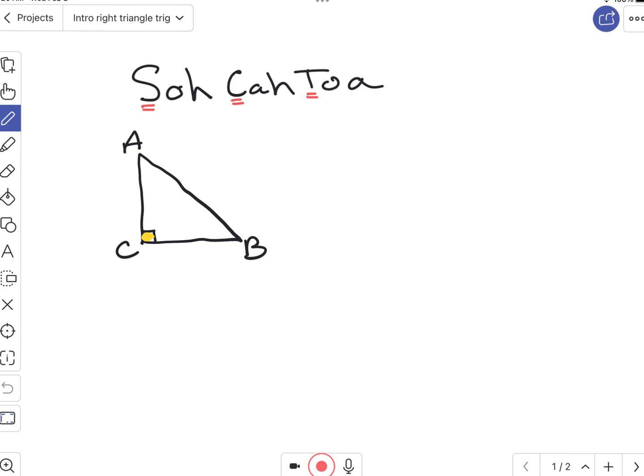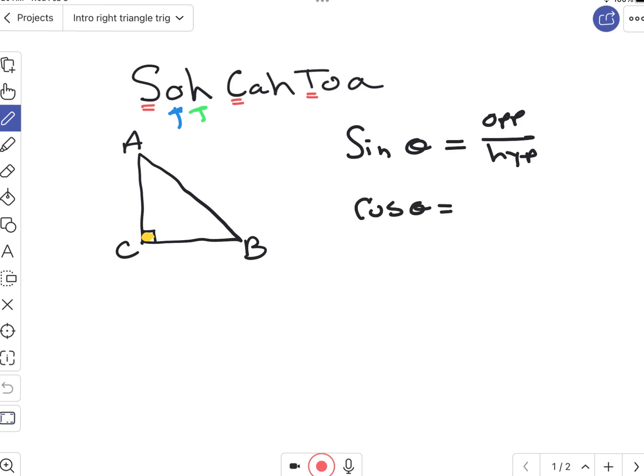So here we have this acronym called SOHCAHTOA, and we say that sine of theta is a ratio of sides, where the opposite side is in the numerator and the hypotenuse is in the denominator. So we're comparing the length of the opposite side compared to the length of the hypotenuse. So that's your sine. Your cosine of theta is the adjacent side compared to the hypotenuse. So it's a ratio of how long the adjacent side is compared to the hypotenuse.